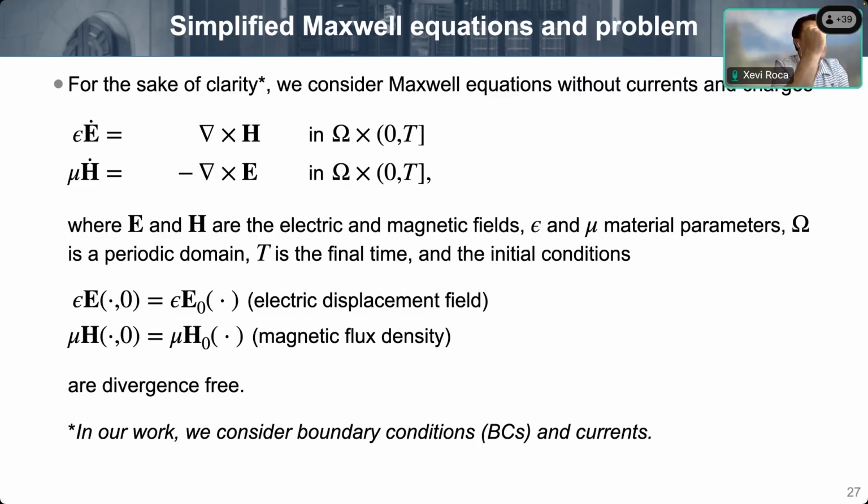So we're not going to consider currents and charges. We are going to have E and H for the electric and magnetic fields. Epsilon and mu are the electric and magnetic material parameters. Omega is going to be a periodic domain. We don't want boundary conditions, as that makes the explanation more difficult. And the final time is going to be denoted by T. We're going to consider initial conditions for the electric displacement field and the magnetic flux density that are divergence-free. In our work, we consider boundary conditions and also currents. Next slide.